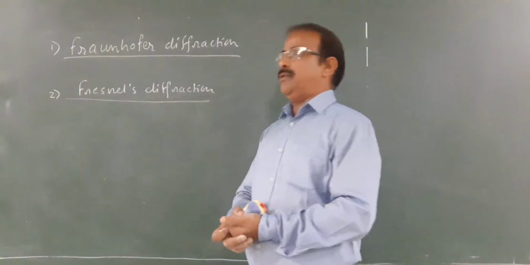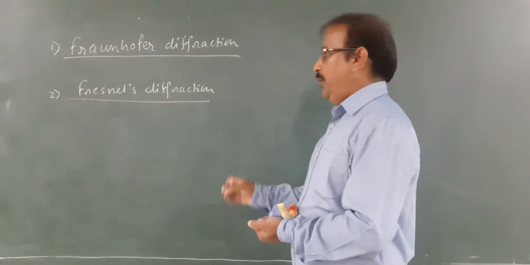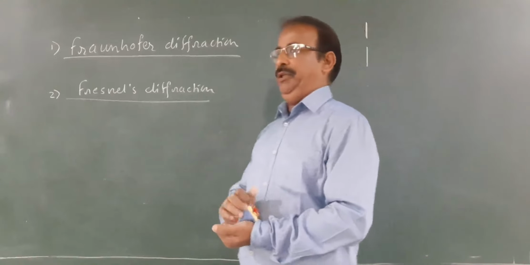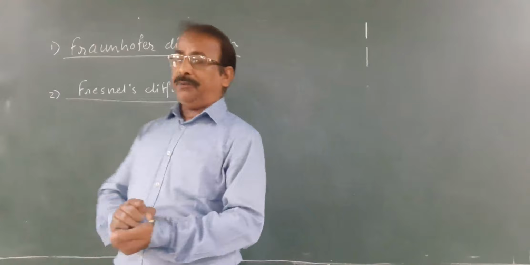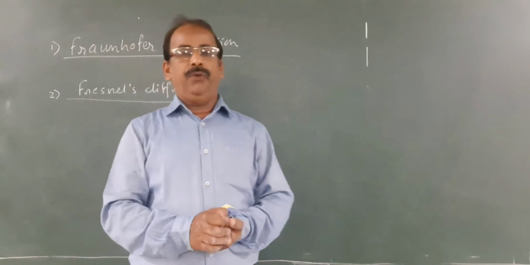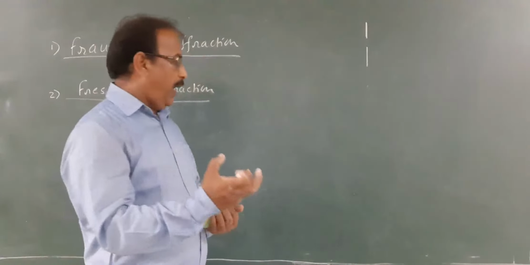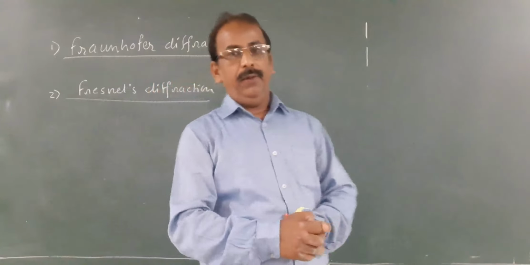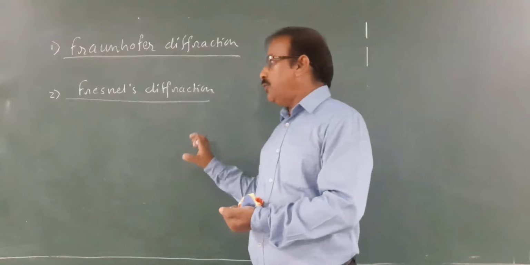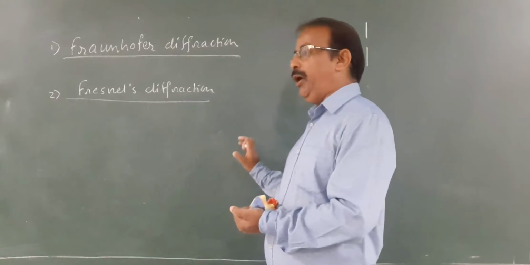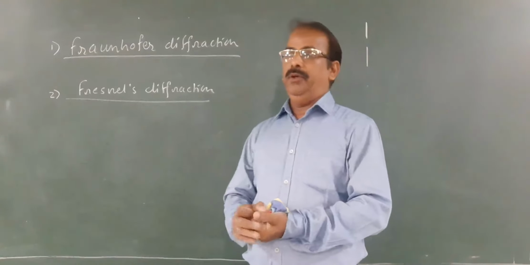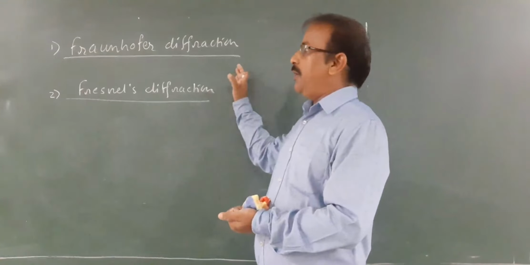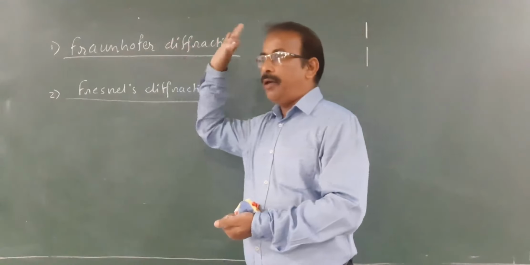In Fresnel's diffraction, diffraction is obtained with the help of a cylindrical wavefront. With the help of a cylindrical wavefront means here the source is taken near to the obstacle. Here the source is taken near to the obstacle, whereas in Fraunhofer diffraction, the source is at infinite distance.